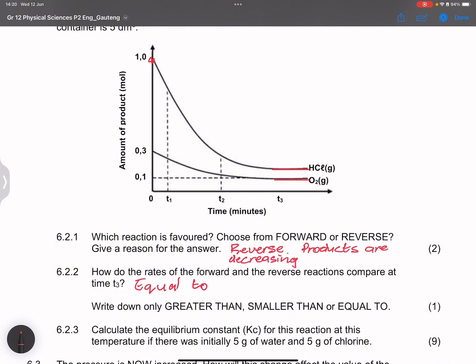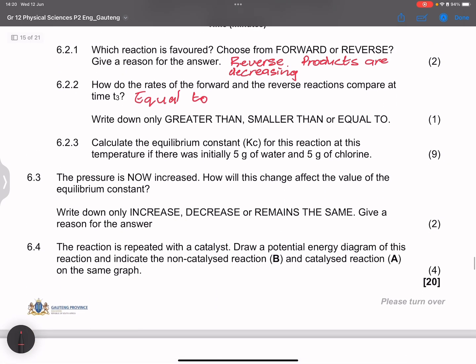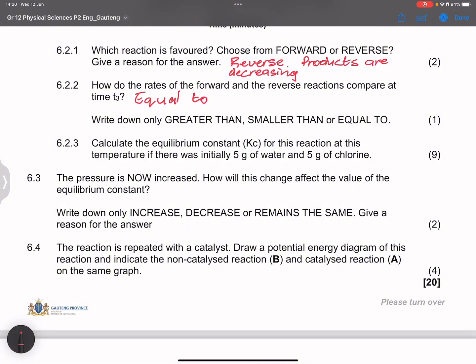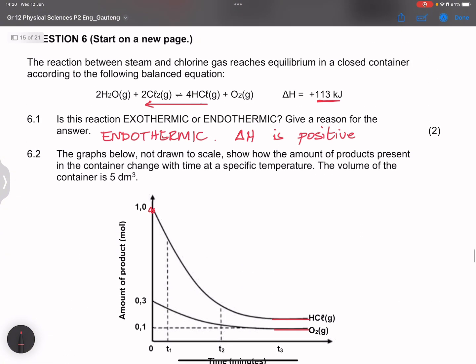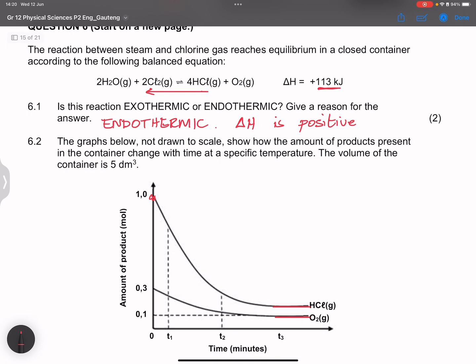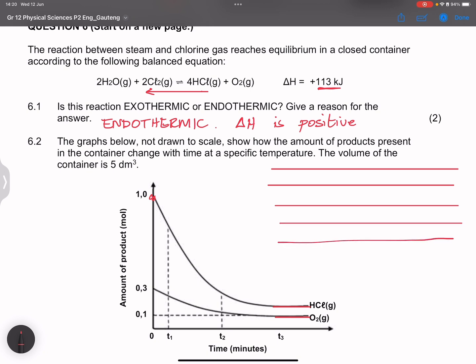Then the next question, they say, calculate the equilibrium constant for this reaction at this temperature, if there was 5 grams of water and 5 grams of chlorine. So initially we had 5 grams of water and 5 grams of chlorine. Now, ladies and gents, I'm going to try and draw the table over here. Let's try and fill in the table as much as we possibly can. First of all, I'm given my initial values.